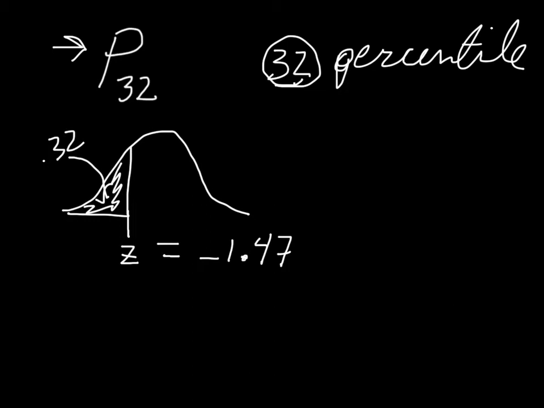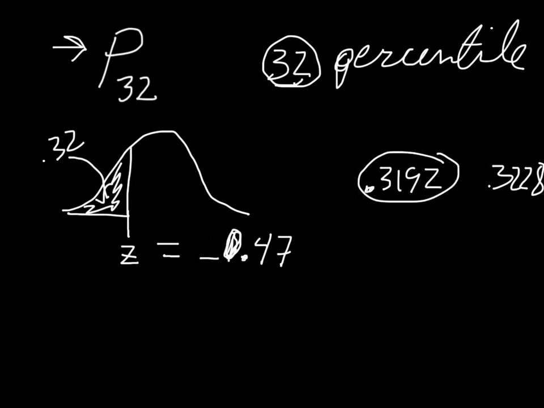0.32. Okay, so it is a 0. I apologize, this is a 0 right here. I went to the table, and what I found was 0.3192 and 0.3228. I grabbed the one closest to what I was looking for, which was 0.3200. So I grabbed this one, went back out, and got my z-score. Here I had negative 0.4, and up here I had 7. So negative 0.47 is the z-score, and that's all you have to do for this problem.